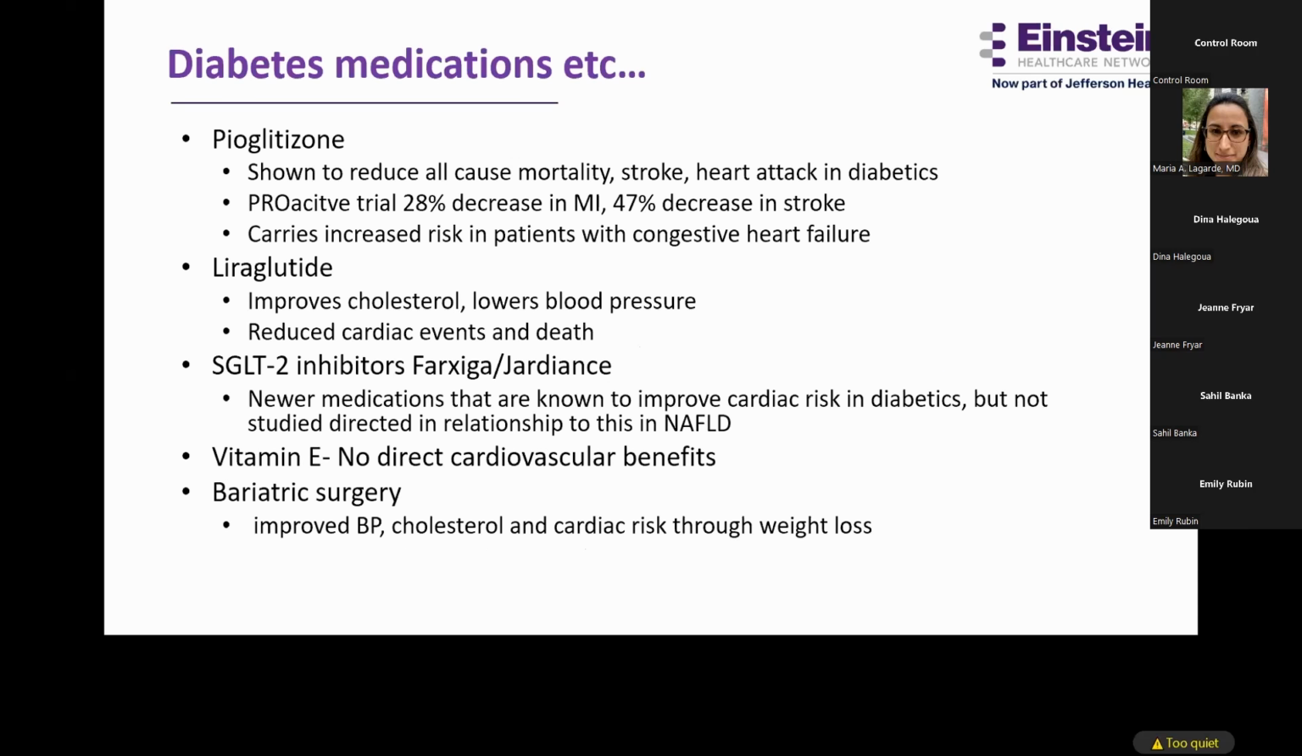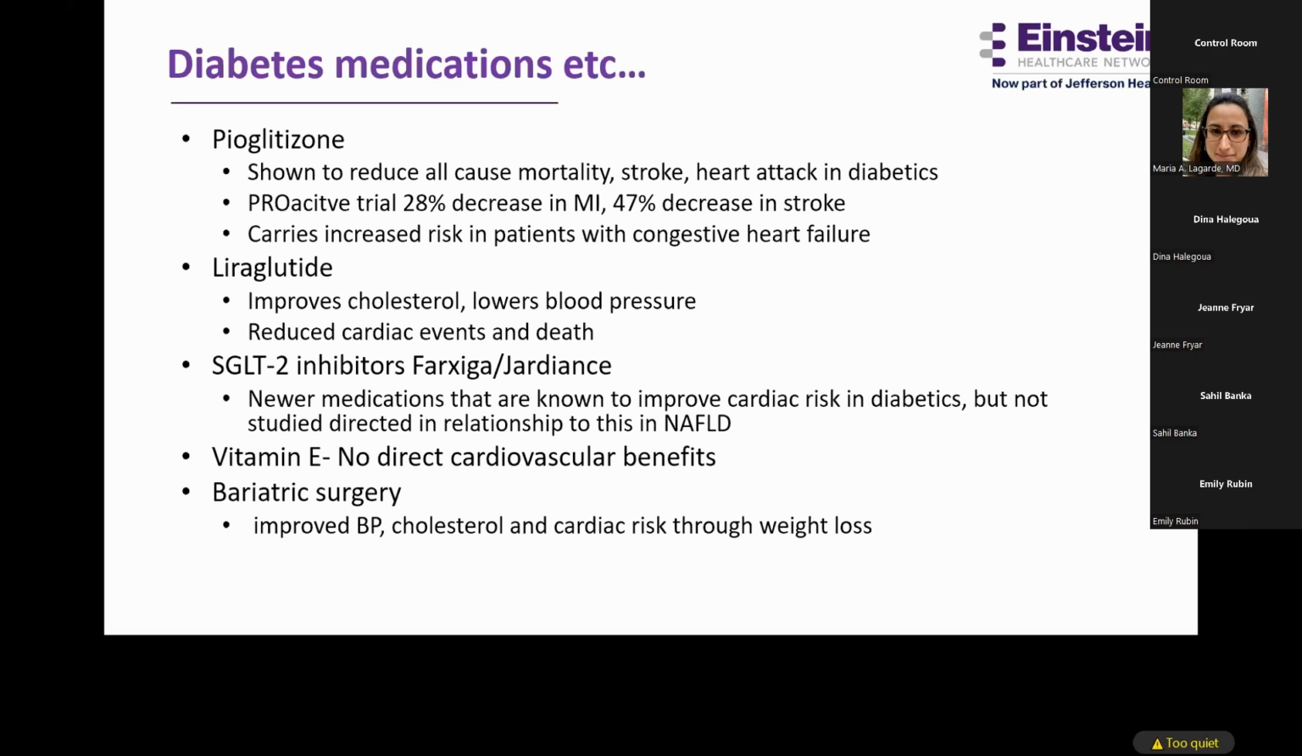You heard from Dr. Schroeder about diabetes medication. There are a few that are pretty beneficial in preventing heart disease. Pioglitazone showed to reduce mortality, stroke, and heart attack in patients with diabetes. There was a trial called the PROACTIVE trial, which showed a 28% decrease in heart attacks and a 47% decrease in stroke. And those are pretty big numbers. But it does carry increased risk in patients who have heart failure, congestive heart failure. So you need to talk to your physicians or your providers about that.